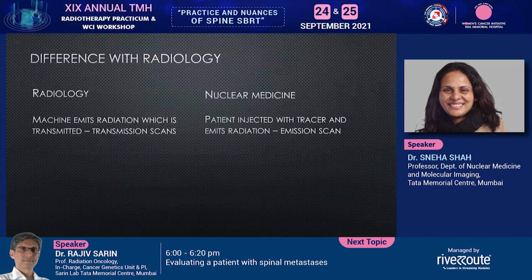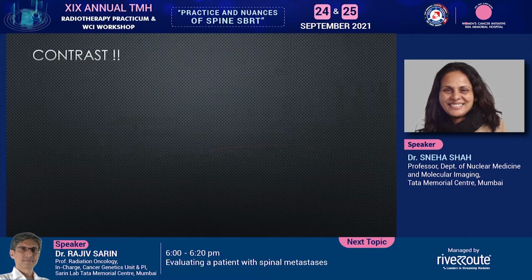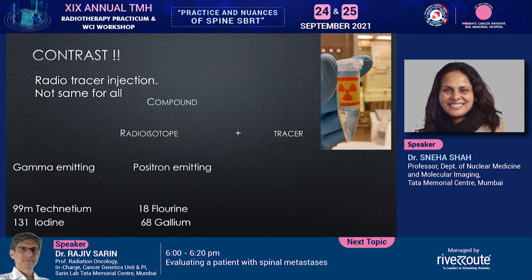So coming back to the differences, let's see what this tracer is which we are talking about. We have a common contrast injected in radiology, whereas there's a specific injection which is given in nuclear medicine. The term contrast is a misnomer for nuclear medicine because it's not actually contrast, it's a radioisotope, a radiotracer which is injected and which is not the same for all studies. It is actually a compound of a radioisotope and a tracer. This radioisotope could be gamma emitting, as we saw with technetium-99 MDP, where technetium was the gamma emitter, or it could be fluoride, as we saw in the PET CT sodium fluoride bone scan.